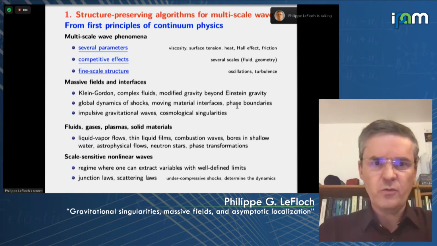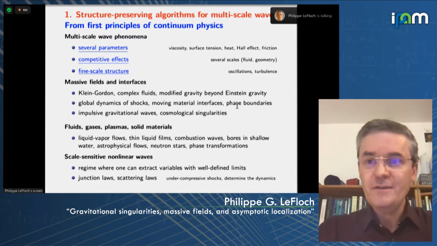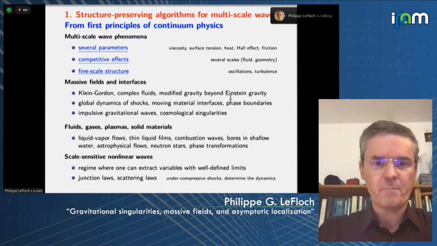And a typical situation which I want to show you first is a situation where you have a shock in a fluid, and the characteristic phenomena around the shock make this shock undercompressive. And I explain next what it means. But the main point is that these undercompressive shocks, or subsonic phase boundaries in the case of phase boundaries, determine the global dynamics of your solution. So they are essential. I mean, you cannot forget about the effects. They come from small scales, but they have an effect at a large scale.